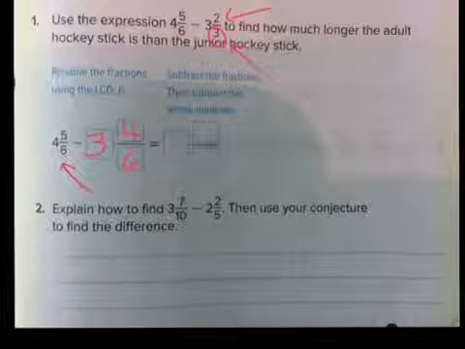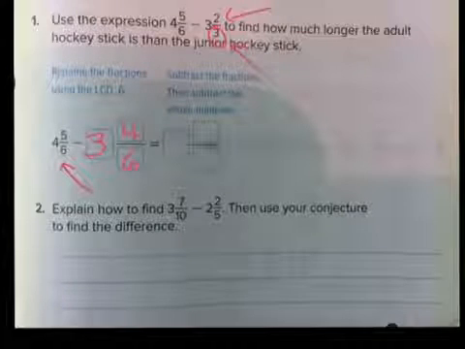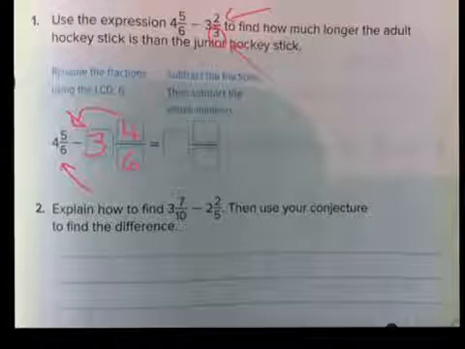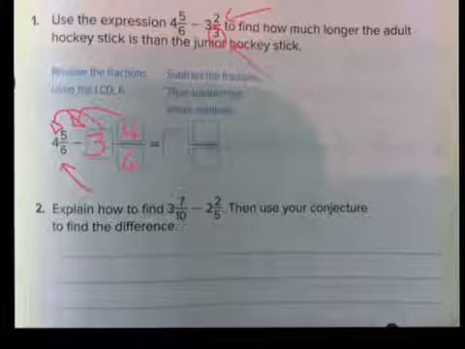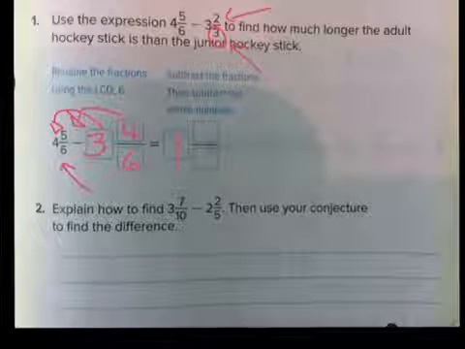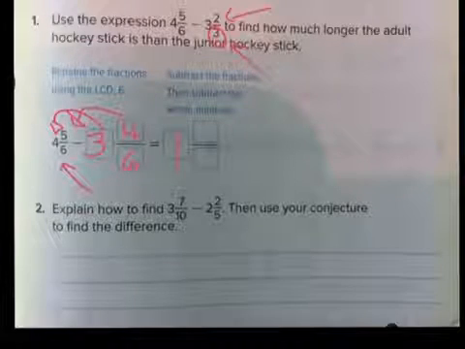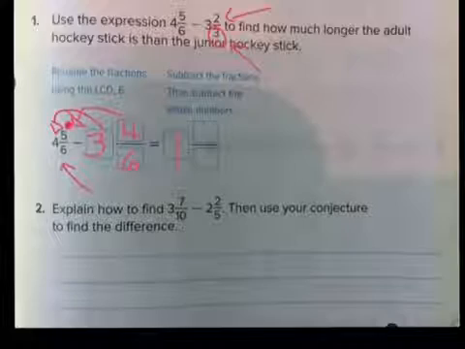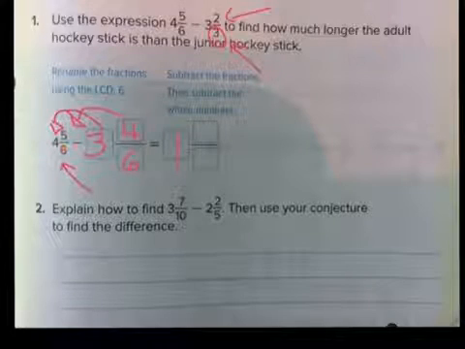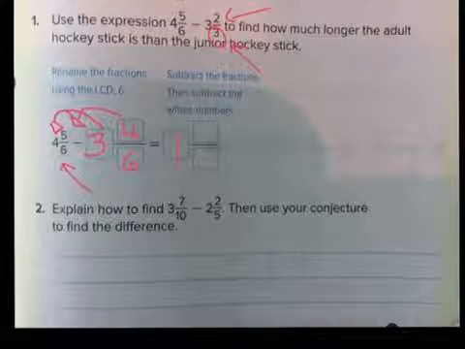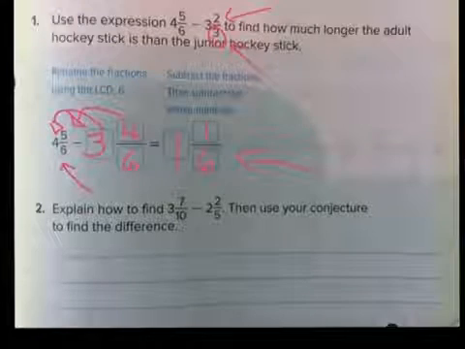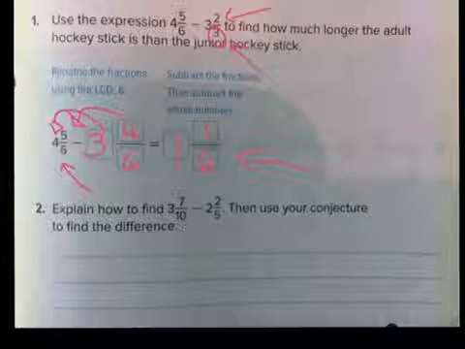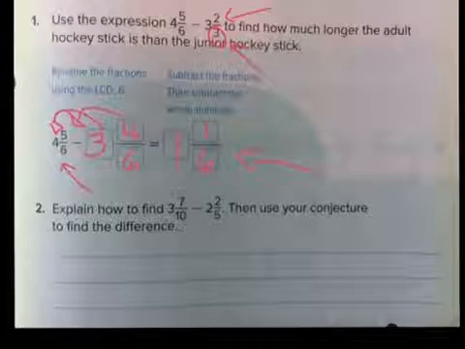So what's going to happen is this 4 will subtract from the 5, and this 3 will subtract from the 4. So 4 minus 3 is 1, right? And 5 minus 4, as you see right here, 5 minus 4. First we did 4 minus 3 is 1, and now 5 minus 4 is also 1, and we keep our denominator of 6. That's one way to look for the difference. So 1 and 1/6 is how much bigger the adult stick is than the junior stick.